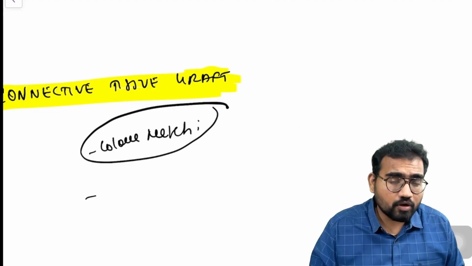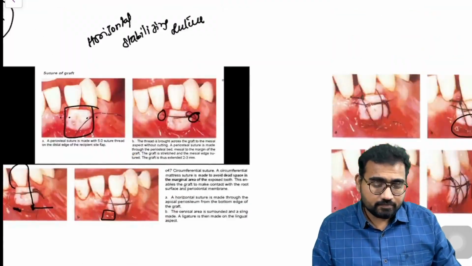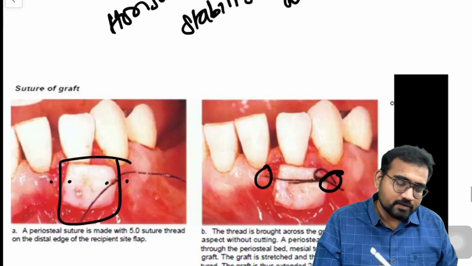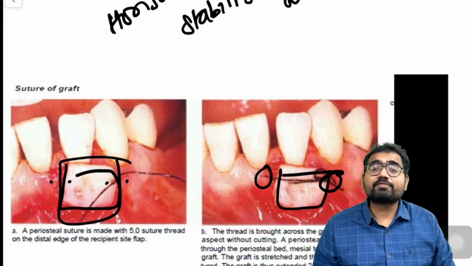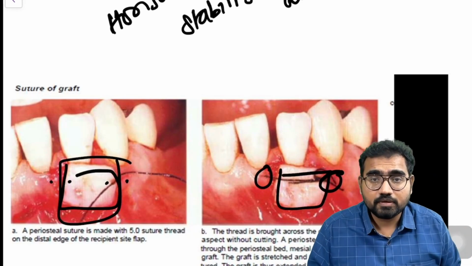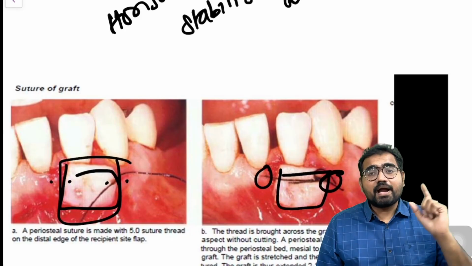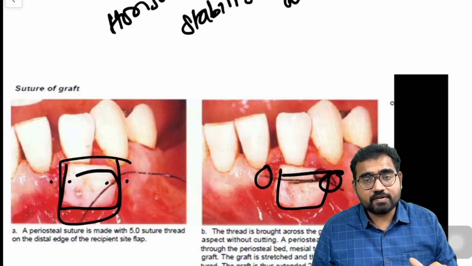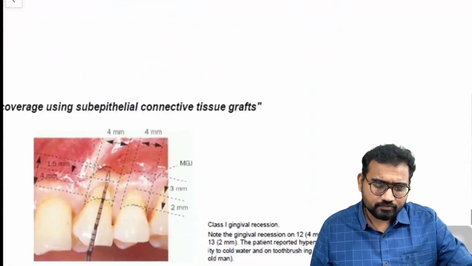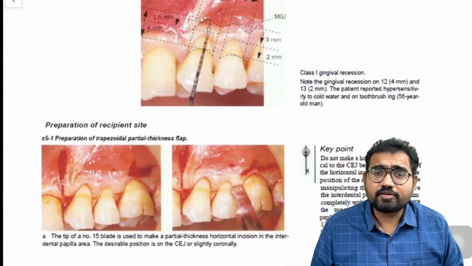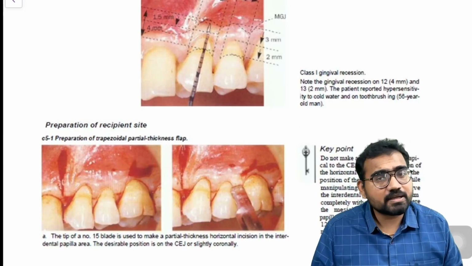Always remember, a connective tissue graft cannot be placed outside, as you see in free gingival graft. Free gingival graft can be placed outside, but connective tissue graft can only be tucked in. So I should raise a coronally advanced flap or a tunnel, whatever it may be. In this case, they have raised a coronally advanced flap. Again, coronally advanced flap plus connective tissue graft becomes a gold standard, right?